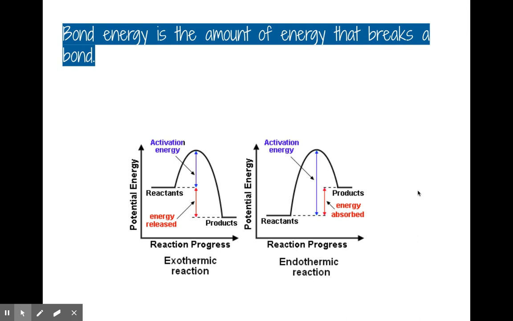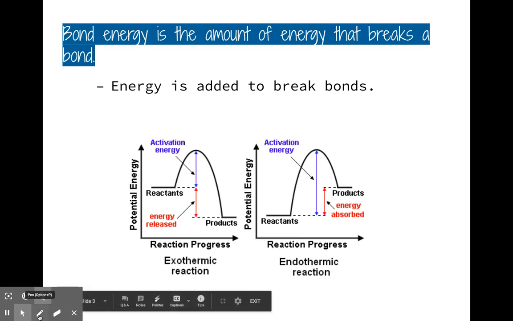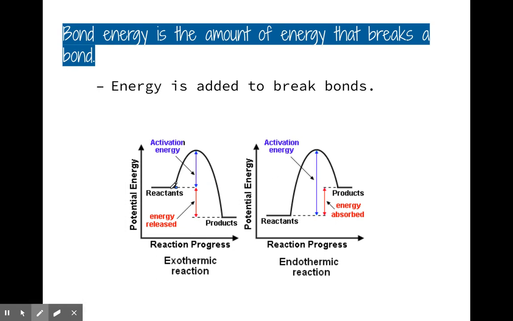Bond energy is the amount of energy that breaks a bond. Energy is added to break bonds. So let's take a look at this graph here. Notice that I have two graphs. I have one for an exothermic reaction and one for an endothermic reaction. Now, how we read this graph is this here on our x-axis is going to be the time it takes. The y-axis is going to be the amount of energy utilized, or the potential energy.